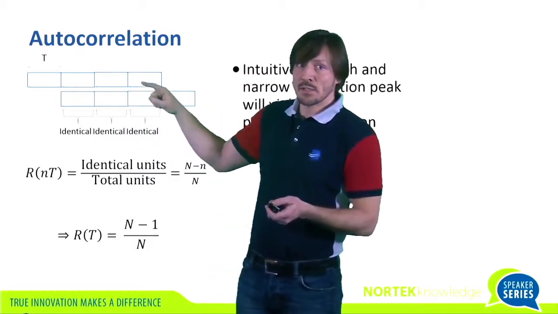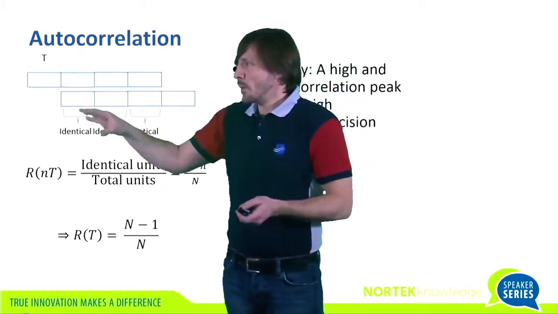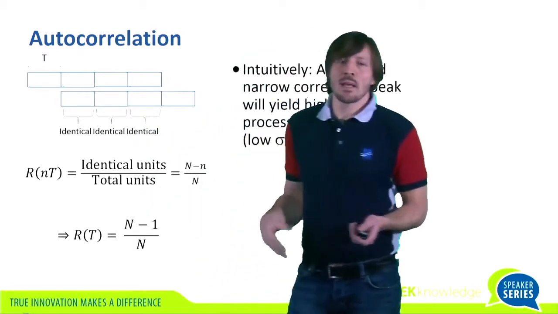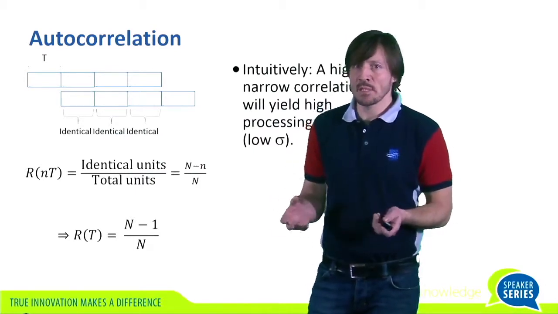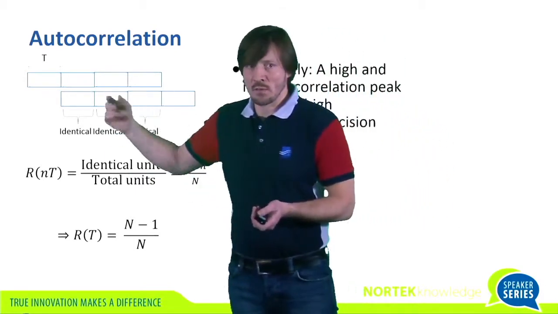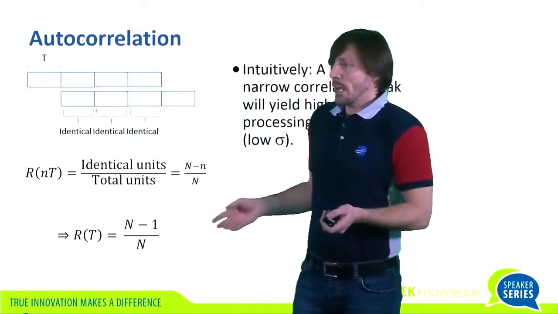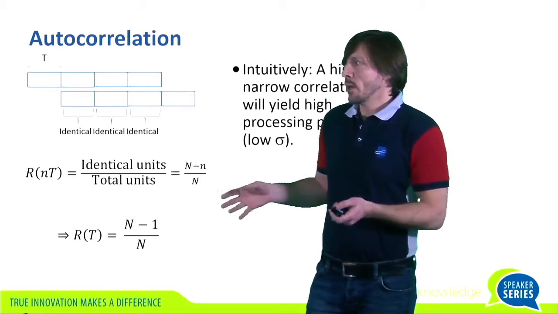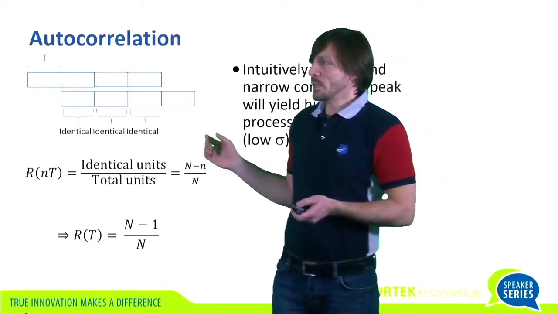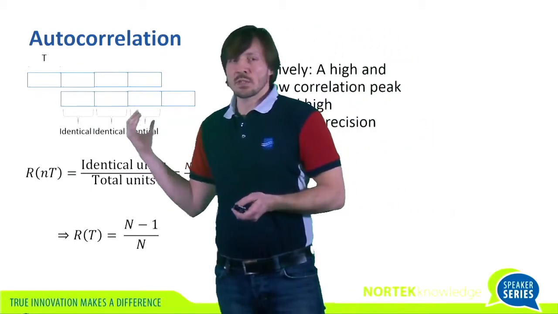These are identical, and these are identical. So when I'm comparing identical units like that, that has to give me the maximum amount of correlation, right? It can't be any more identical than a copy of itself, right? And if we recall, the normalization that we apply is to look at 0 time lag. So that means comparing the whole sequence to itself.